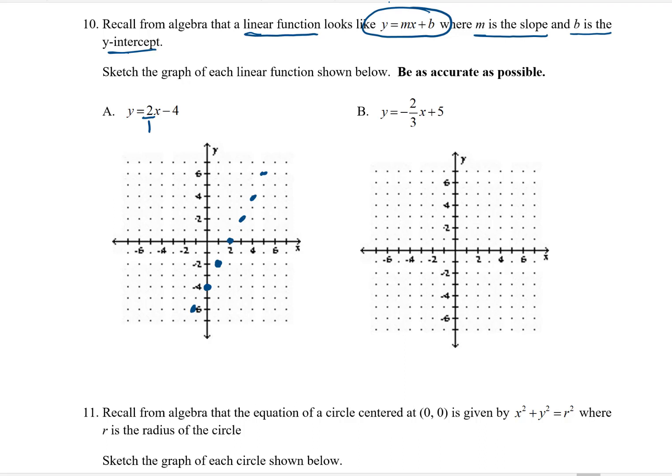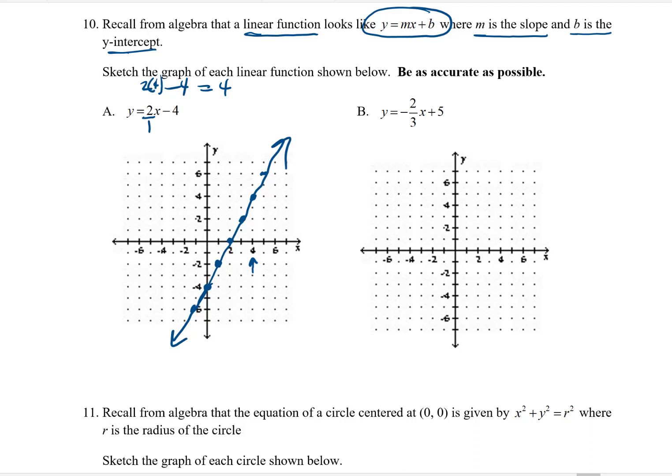You can check any of these points by plugging the x value in and making sure that the y value comes out the way you think it should. For example, when x is 4, let's see, 2 times 4 minus 4, that's 8 minus 4, would be 4. Is that the y value? Yep, 4 comma 4. So we did it correctly. All that's left for me to do is connect the dots, and I've got the graph of my linear function.